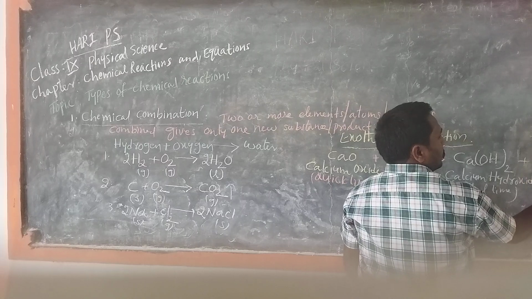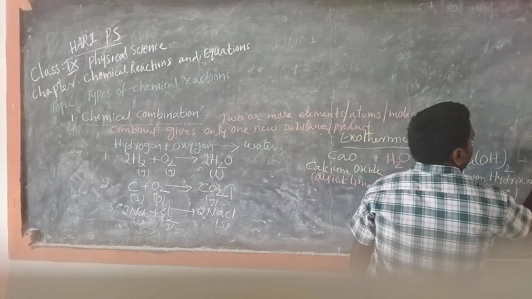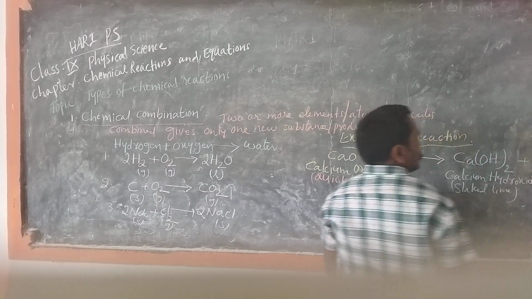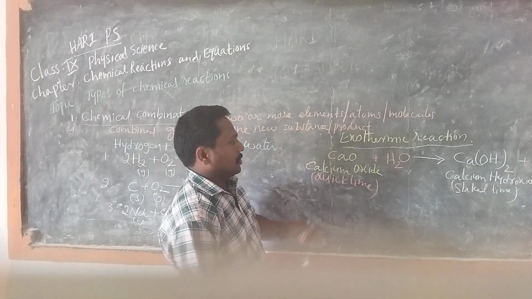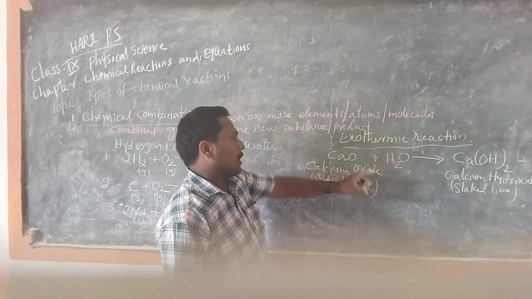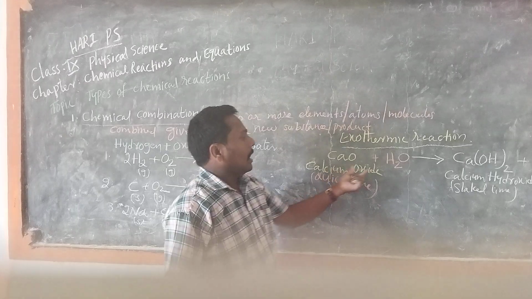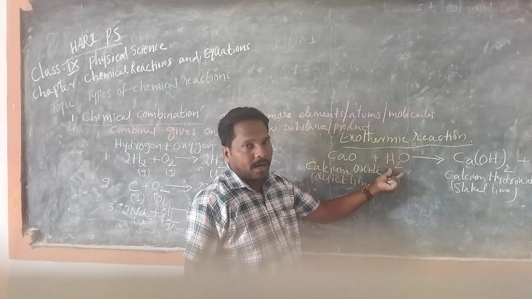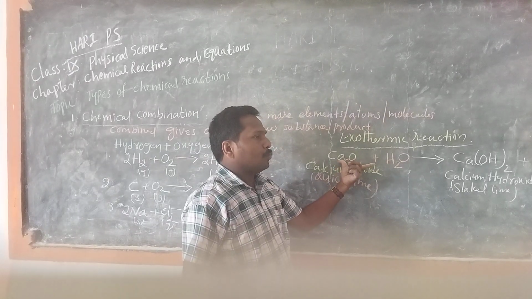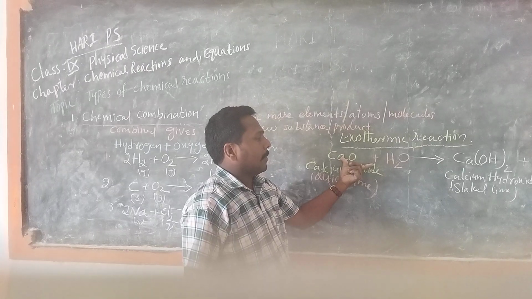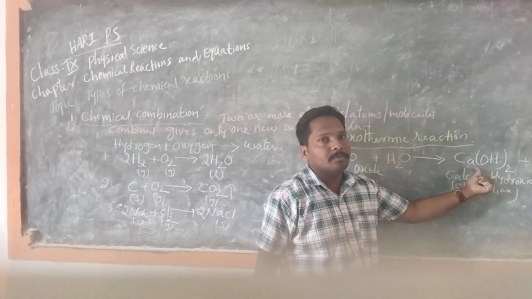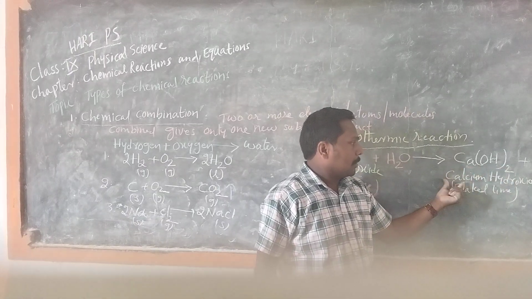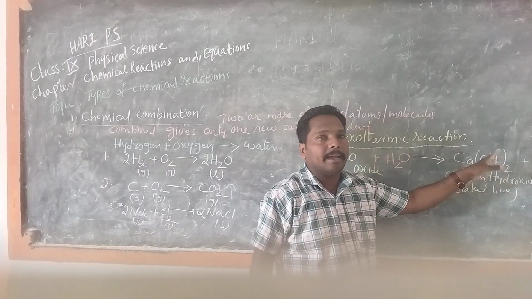Sometimes, to show whether heat energy is liberated or not, you can represent it with Q, or simply write energy. Observe this reaction. How many molecules? Two molecules. One is calcium oxide and another one is water. Two molecules are combined together and form only one new product. The new product is calcium hydroxide.